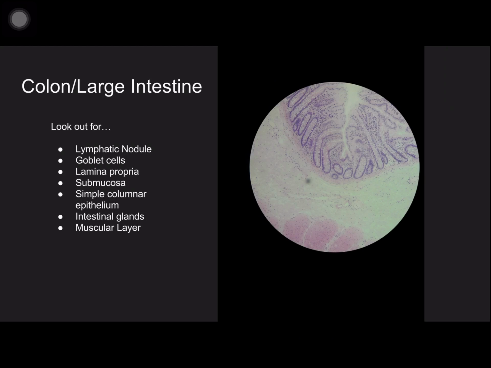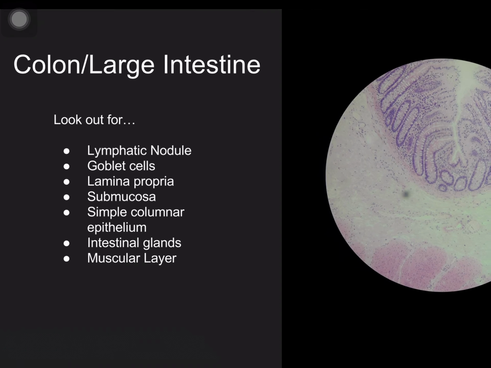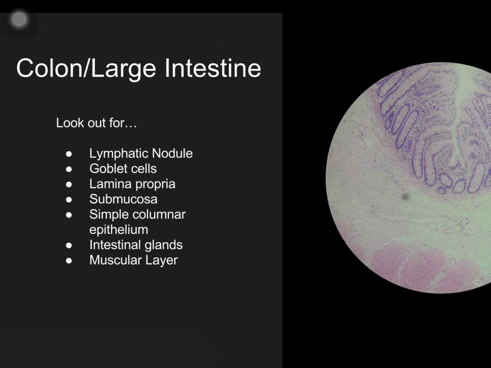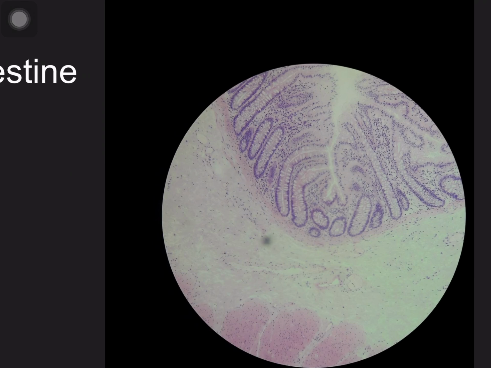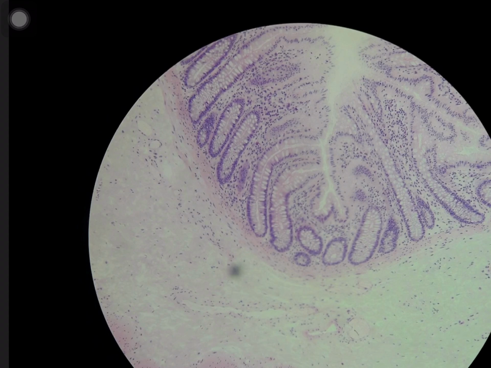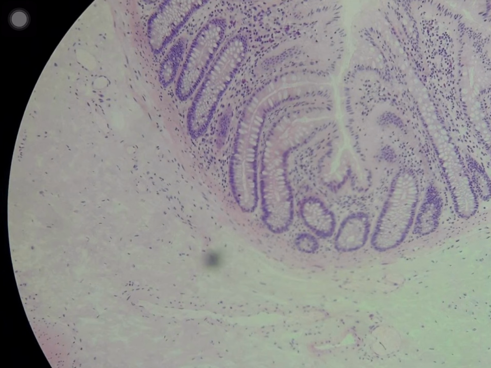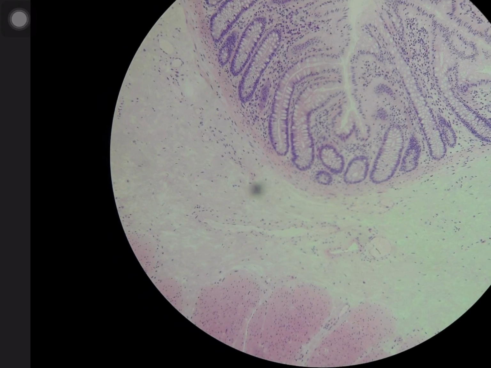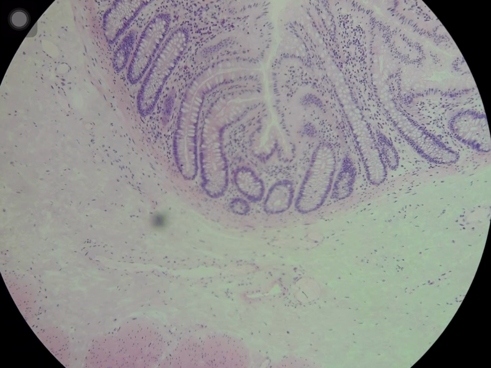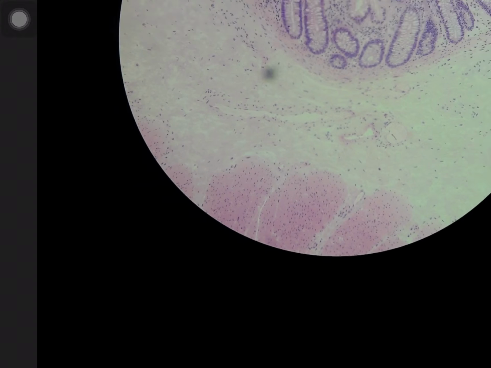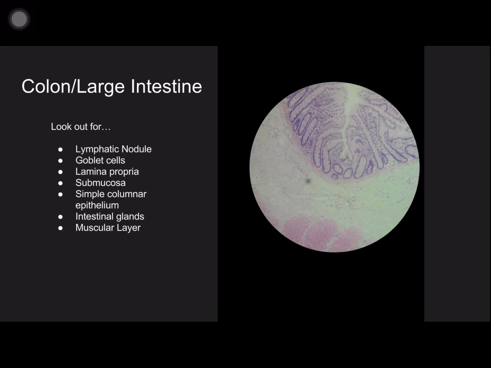Then onto the colon, the large intestine, once again looking for lymphatic nodules, goblet cells, lamina propria, submucosa, simple columnar epithelium, intestinal glands, and muscular layer. We can kind of see it right here. The goblet cells inside those intestinal glands. The submucosa, that's the mucosa up there. I think that there's some lymphatic nodules here, not very much purple circle, but of course, since it's a colon, simple columnar epithelium. Intestinal glands, very noticeable with the goblet cells inside them. Muscular layer at the very bottom. And that's it.